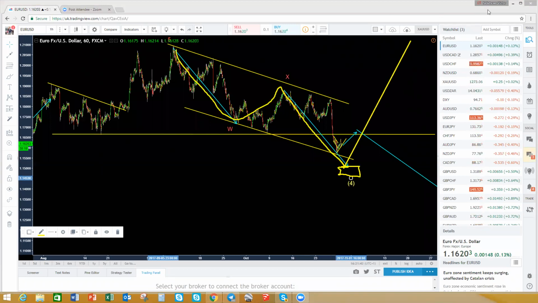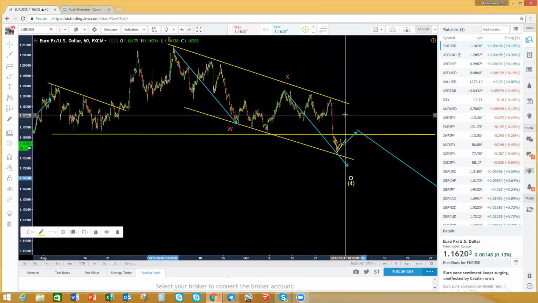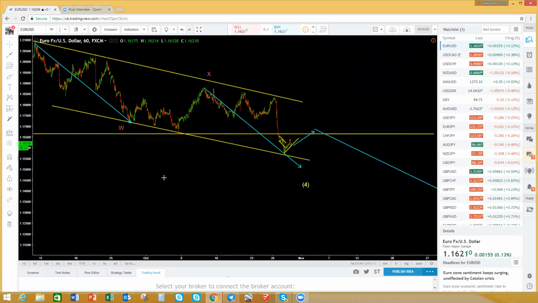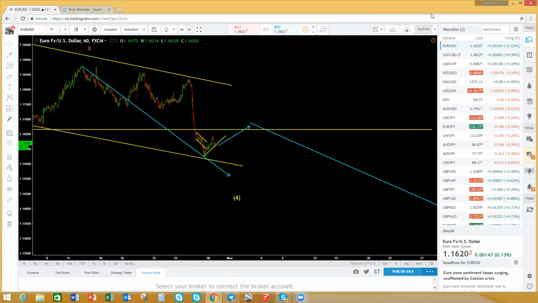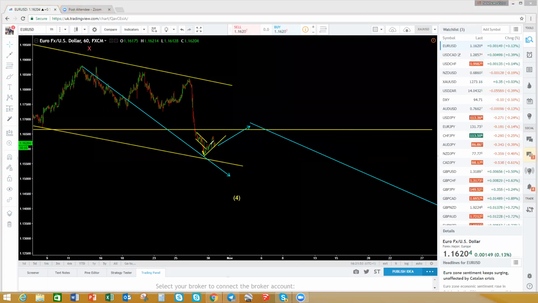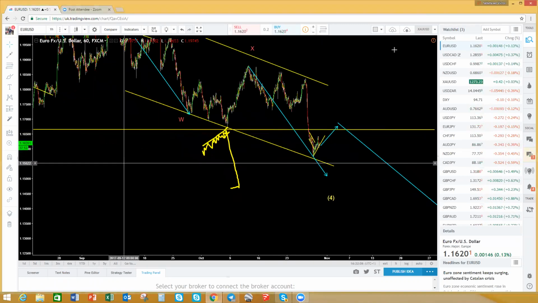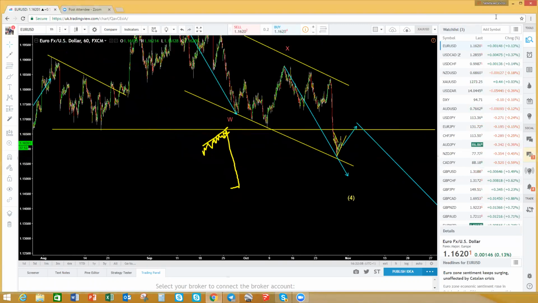Right now, what is it doing? It is giving us a flag. And when it gives us a flag, it's showing us that it still has to get one more move down. So here, it's giving us a nice 1 hour flag. So here, you can sell a break of this flag, targeting that area. Let me just give you that area again, what the area is. Just give you that area that we'll be targeting.